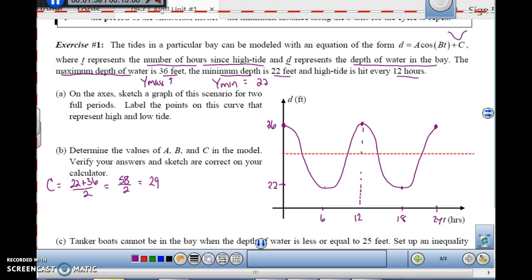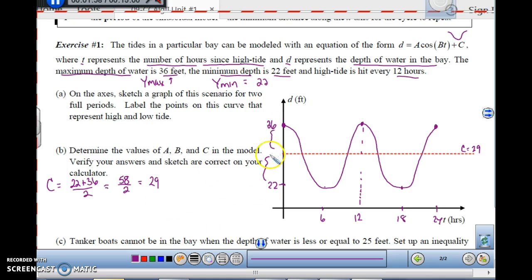So that's going to be the C value. So C is going to equal 29. All right, so if C is 29, if this is the average distance between these, what you want to look at now is what would be the amplitude. The amplitude would be the distance from here to here. It's the distance above and below the midline. So that is going to be the difference between here and here.